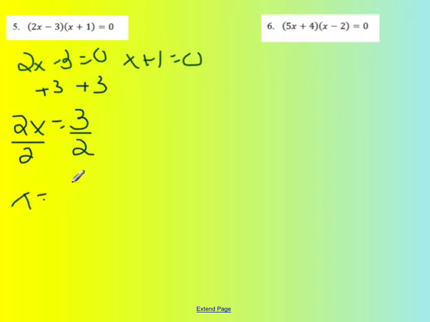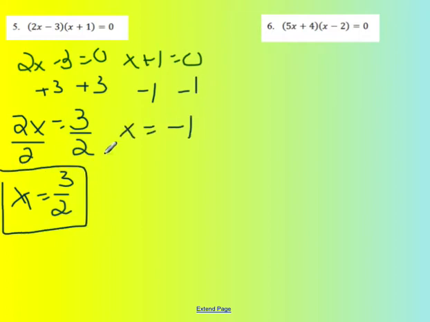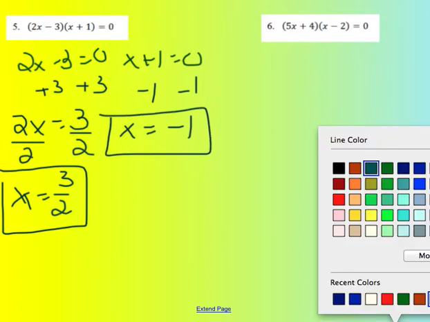And we get that x is equal to 3 divided by 2. That's one answer. Now for this one, to solve for x, we need to subtract 1 from both sides. And we get that x is equal to negative 1. So our answers are x is equal to 3/2 and x is equal to negative 1.